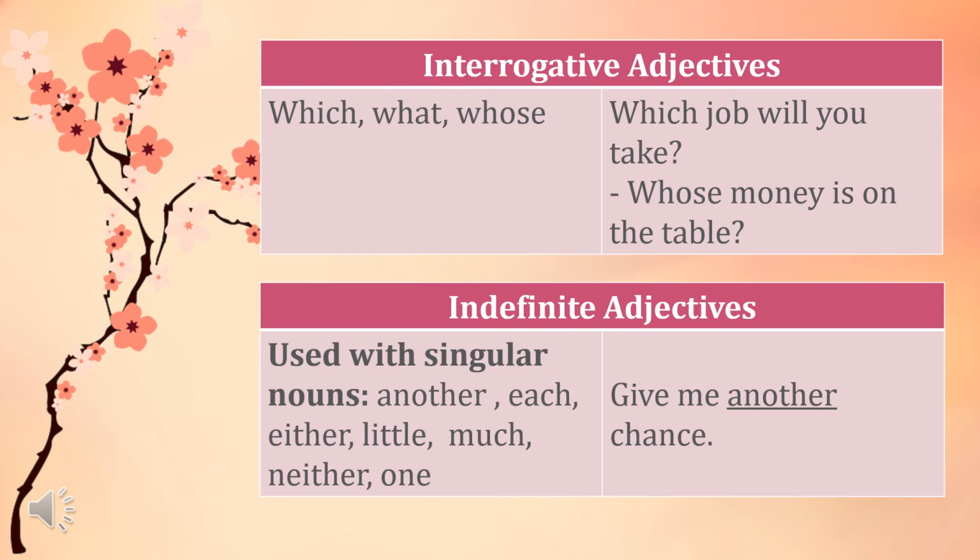It is usually used whenever you are asking questions. Now let's proceed to the indefinite adjectives. Indefinite pronouns such as another, each, either, little, much, neither, one. They are used with singular nouns. Okay? That is a fact. Now for example, let's have this sentence, give me another chance. The indefinite pronoun there is another. And the function in the sentence of the word another is an adjective because it modifies or describes the noun chance.